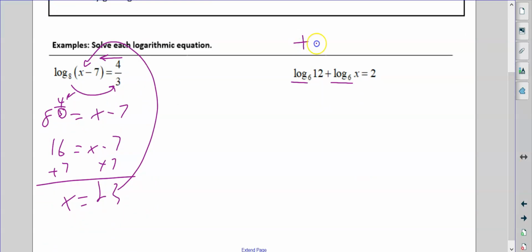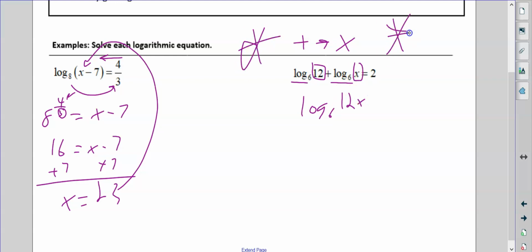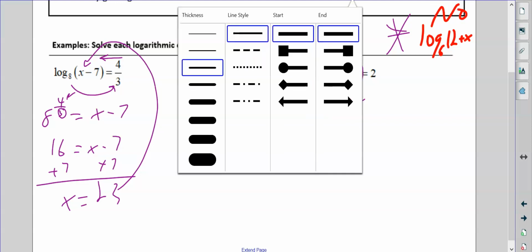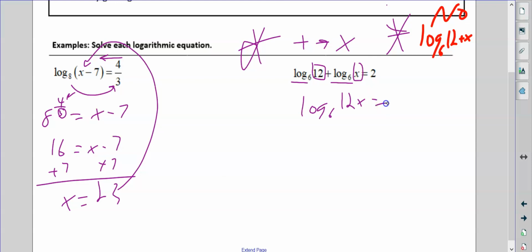So remember, plus becomes times. Okay? So when I condense these, I'm only going to write log 6 once, but then I'm going to do 12 times x. Now let me make this very clear. Bells should be going off right now. The most common mistake, I'll put it in red, is people doing this. Combining to one log and writing 12 plus x. That's a big no-no. We're condensing. Plus becomes times. Okay? And then equals 2.